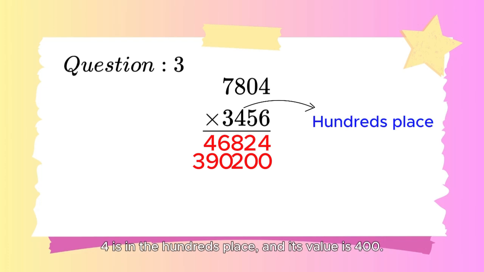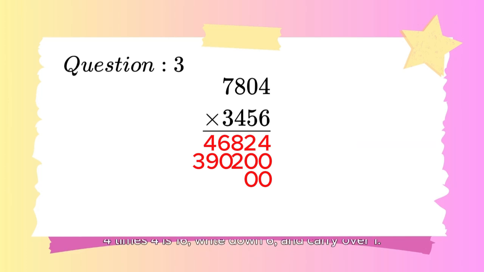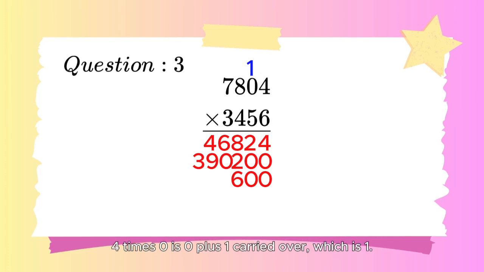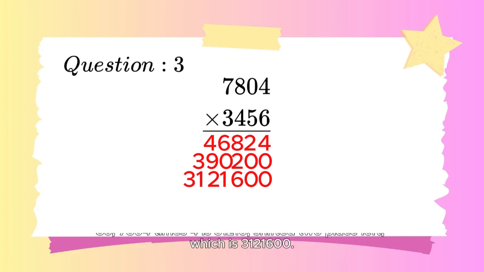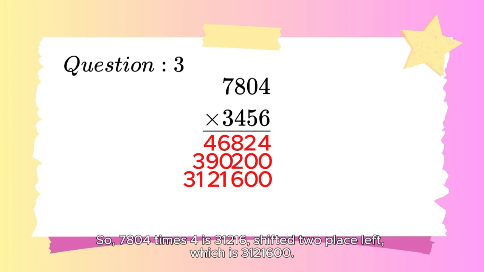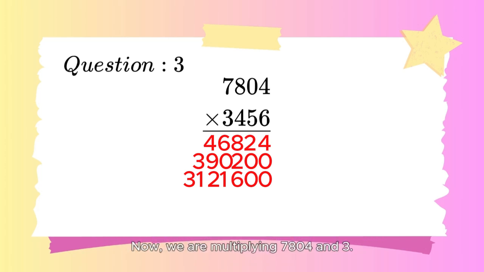4 is in the hundreds place, and its value is 400. So we put 20. 4 times 4 is 16. Write down 6 and carry over 1. 4 times 0 is 0 plus 1 carried over, which is 1. 4 times 8 is 32. Write down 2 and carry over 3. 4 times 7 is 28 plus 3 carried over, it is 31. So 7,804 times 4 is 31,216, shifted 2 places to the left, which is 3,121,600. Now we are multiplying 7,804 and 3.